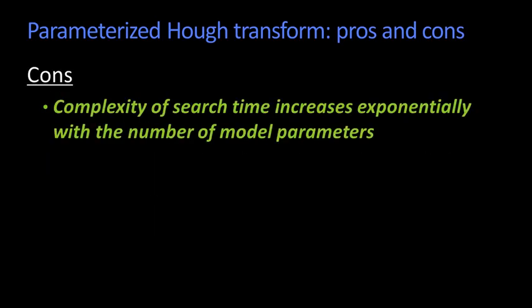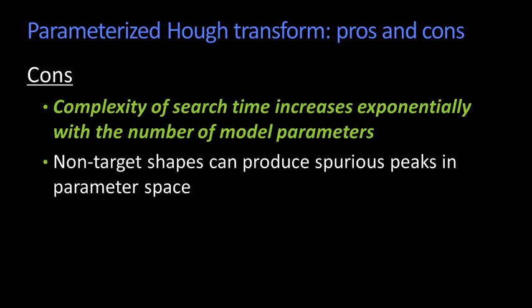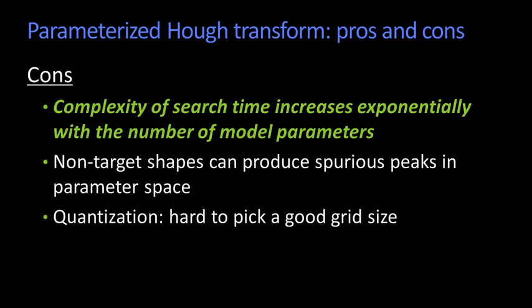There are some downsides. The biggest challenge is that the complexity goes up exponentially with the number of model parameters. So you're never going to use this if you've got, like, 7 model parameters, or maybe even 4 that you're trying to explore. You'll have to use other methods. And the other thing is, if you have non-target shapes, suppose instead of circles you had slightly squashed ellipses, then the voting can break down, and you have to be careful in how you handle that. And as we said before, with quantization, it is hard to pick a good grid size and it does require experimentation.